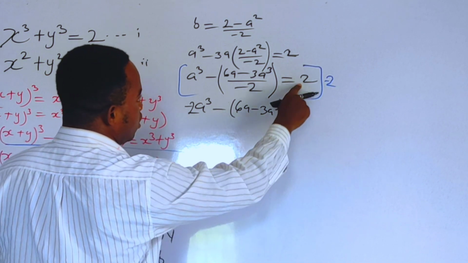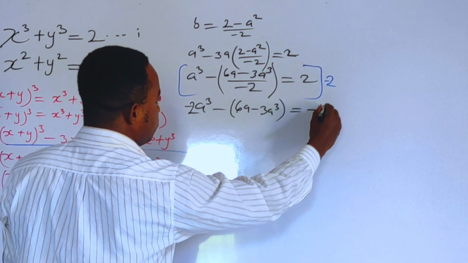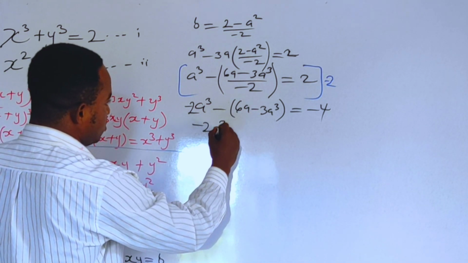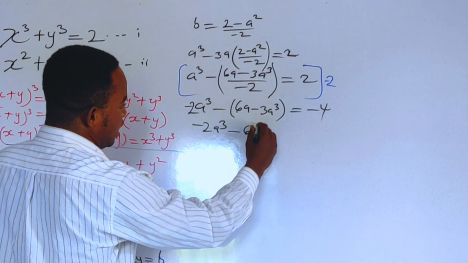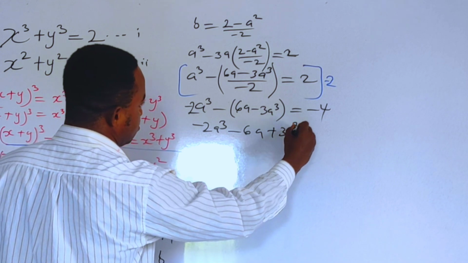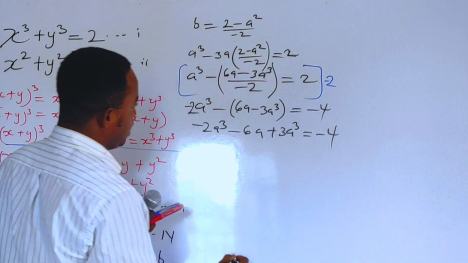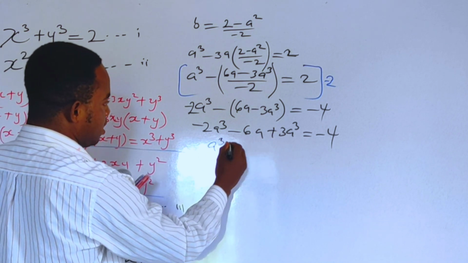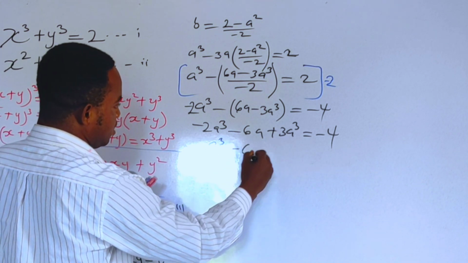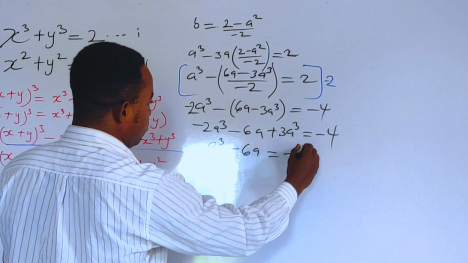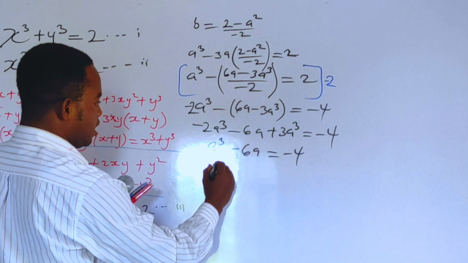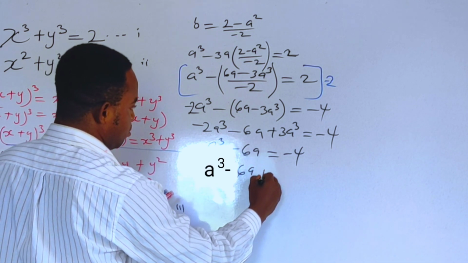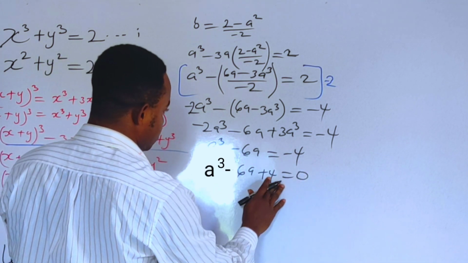And all equals 2 multiplied by this. This gives negative 4. So let's open this bracket. We have negative 2a raised to power 3 minus 6a and plus 3a raised to power 3 equals negative 4. And from here, we combine this and we have a raised to power 3 and minus 6a equals negative 4. And when we bring this here, it becomes a raised to power 3 minus 6a and plus 4 equals 0.